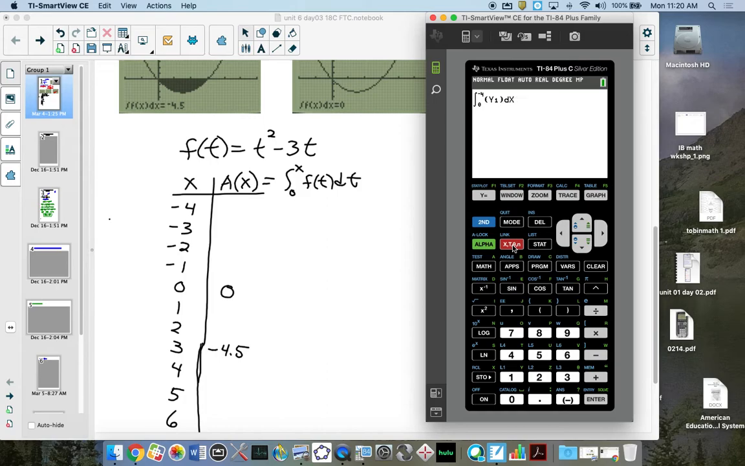Okay. And we get negative 45.3 repeating. Now here's what I'm going to do. I'm going to go into Stat, Edit, and I'm going to create a table of these values. And I can put these in right now.